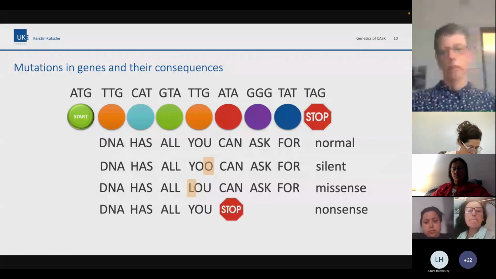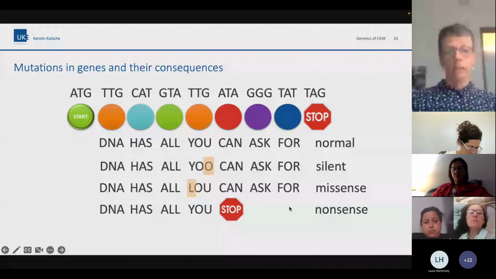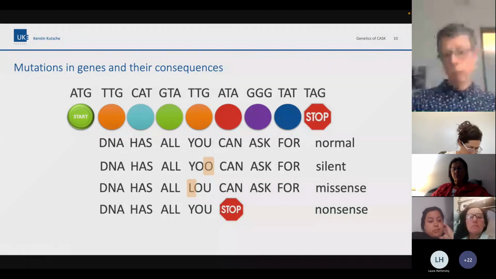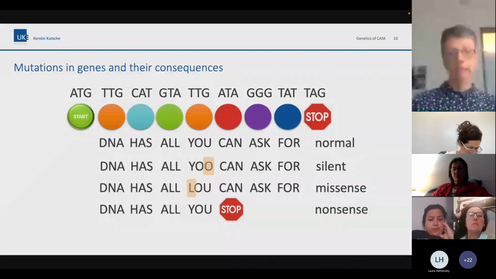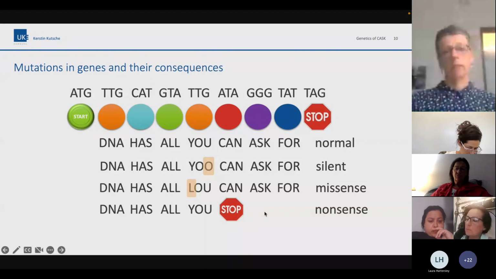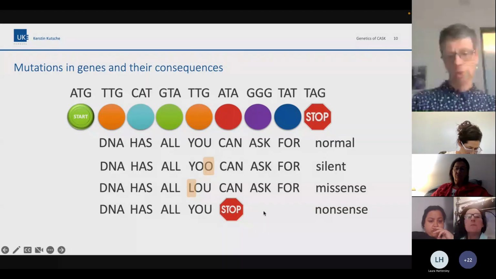And then I present you the nonsense mutation. The nonsense mutation, as you can see here, leads to a premature stop of the sentence. So the sentence is not completed, it's not full length, and it is shortened, and this sentence makes no sense at all to all of us. And so this is a nonsense mutation.